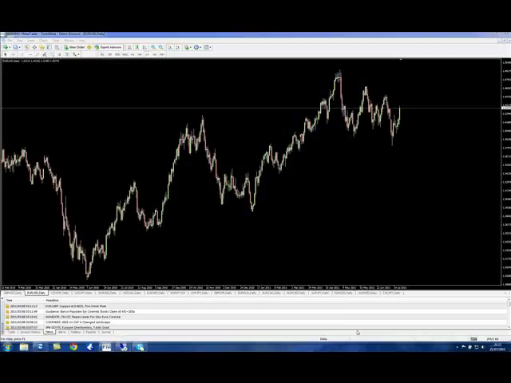Hello traders, I want to do some market analysis for you here. Just looking around my charts, I came across this on euro dollar. So I'm going to go for it now.